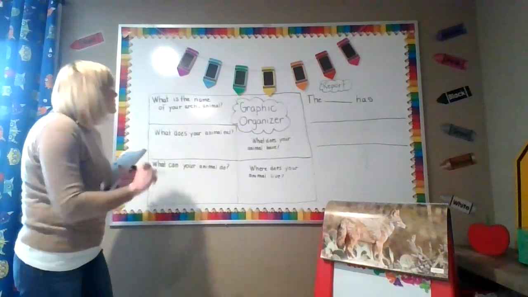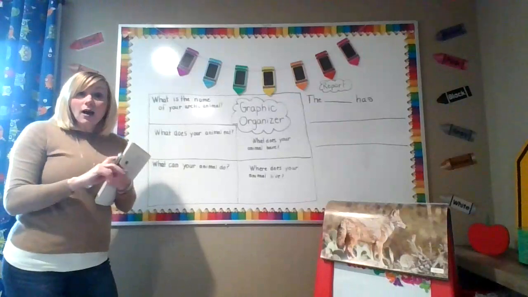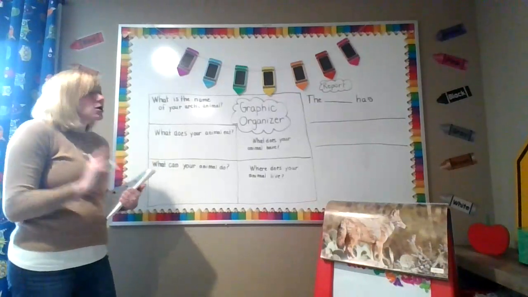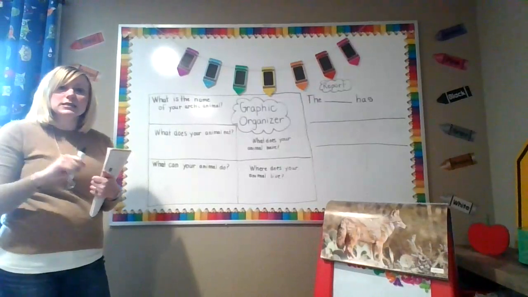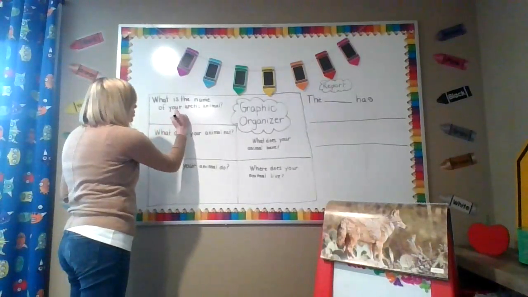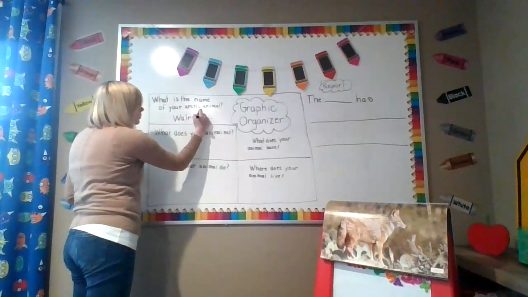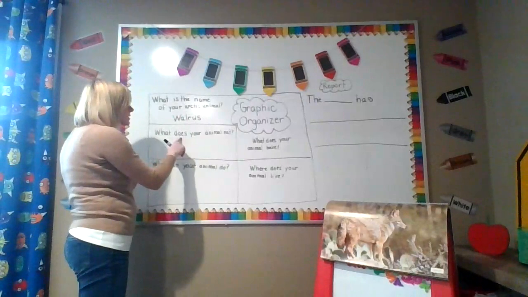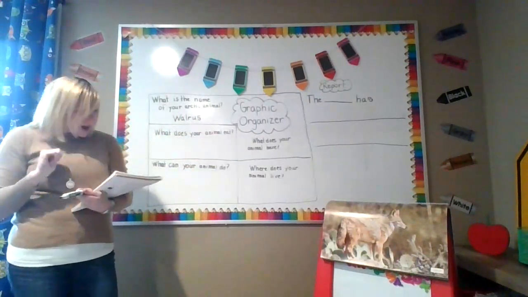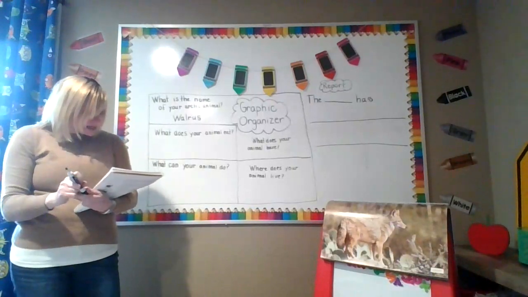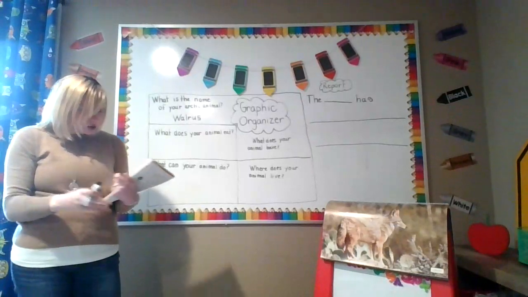So the first part says, what is the name of your Arctic animal? My Arctic animal is the walrus. Try and choose an animal that's not the walrus so that you can try this on your own. So I'm going to go ahead and write walrus right here. What does your animal eat? So let's think back. It says that my animal eats clams, shrimp, crab, and even seal carcasses.